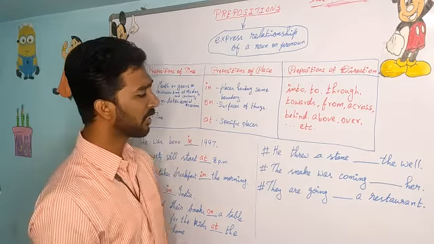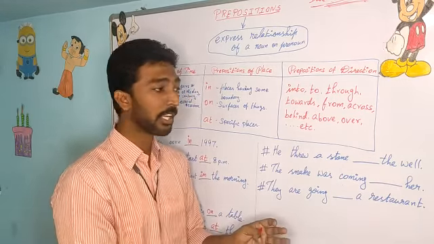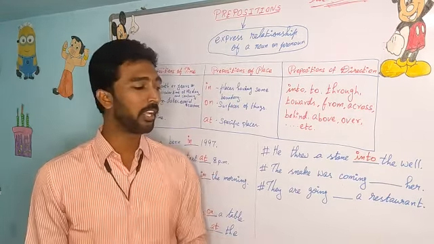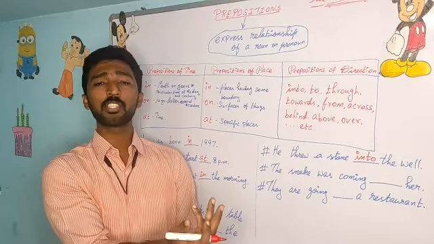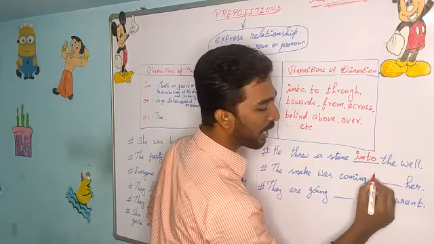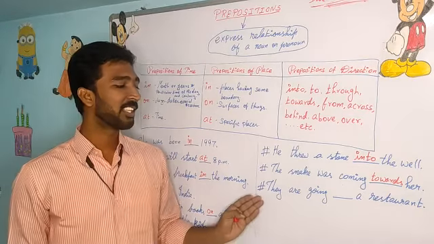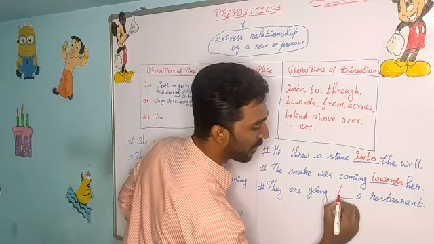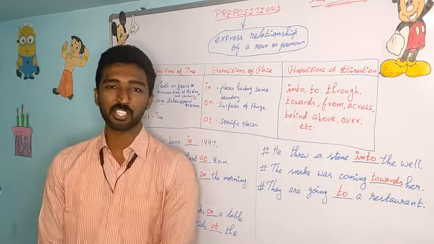Good. The next one here, he threw a stone, that's the well. Well, it goes into it. Yes, got it. Into, the direction. He threw a stone into the well. The snake was coming, that's her. The snake was coming, yes, we have to see the direction. The direction is towards her. It's moving towards her. The snake was coming towards her. And the last one here, they are going as a restaurant. That's right. To, the direction, to a restaurant. They are going to a restaurant.